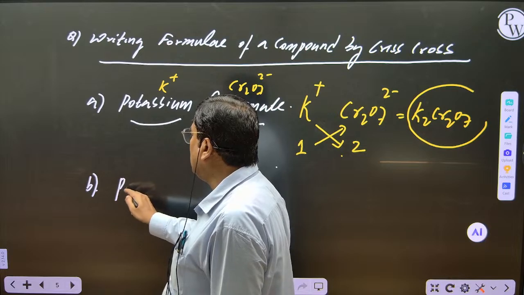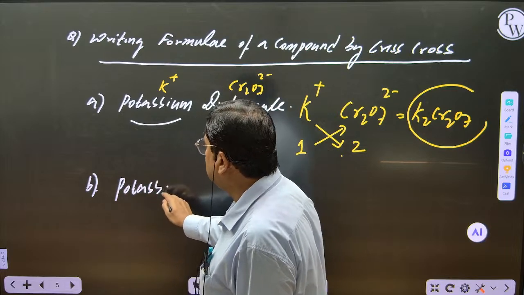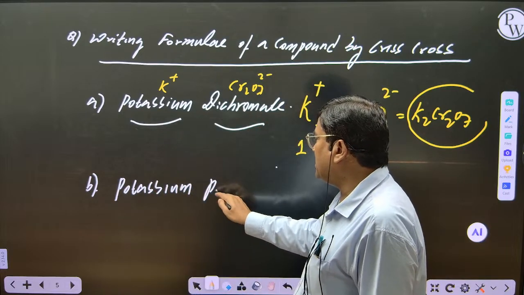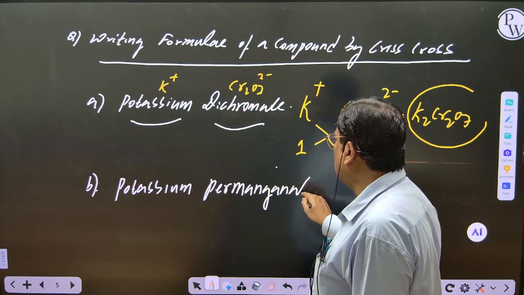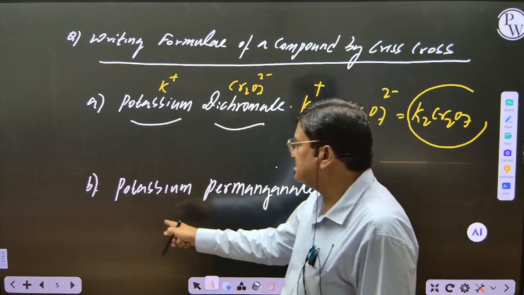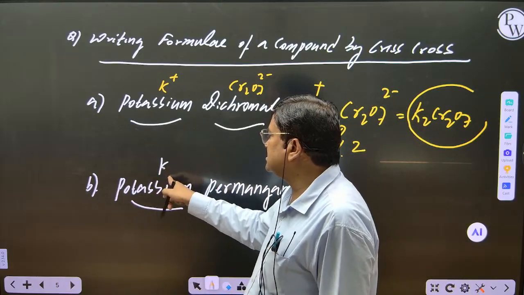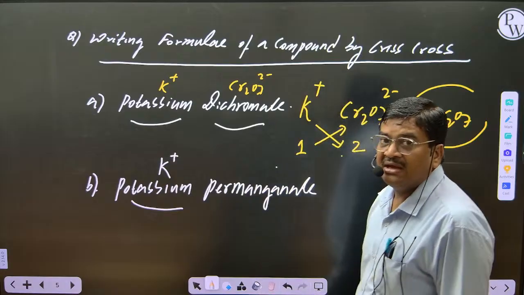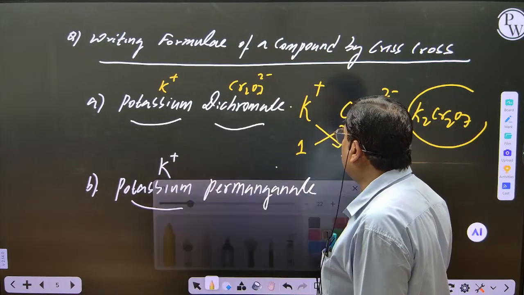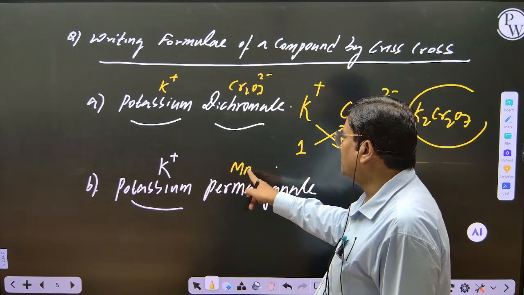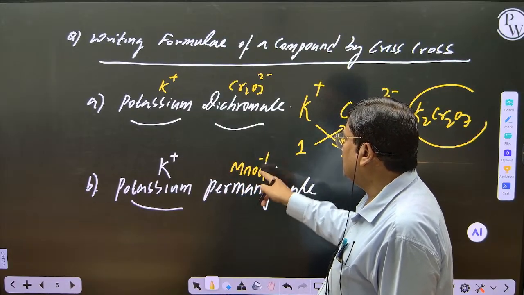Potassium permanganate. Now see, potassium permanganate. What is permanganate? You have to know the permanganate formula. It is a monovalent anion. This is the cation, no? So this is K plus. And what is permanganate? Once see the list. The permanganate ion we wrote as MnO4 minus, no? MnO4 minus. This is permanganate.